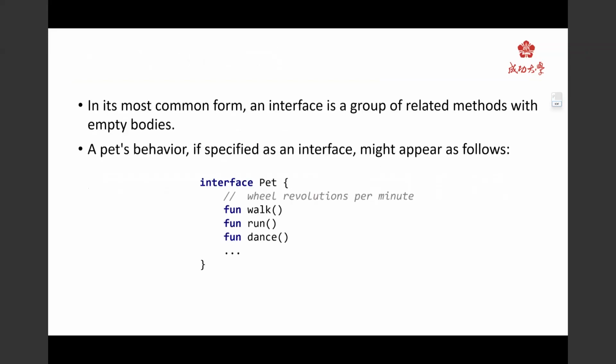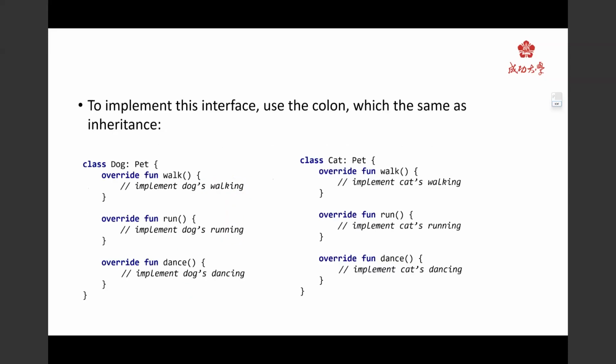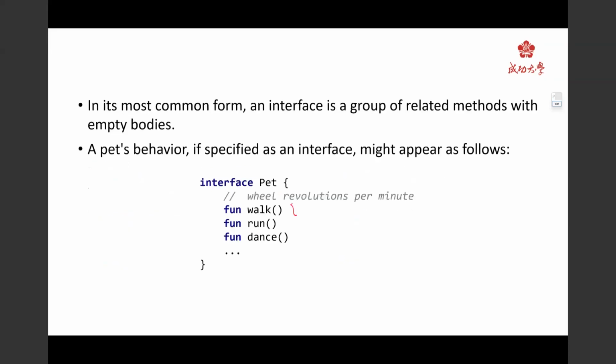So in the most common form, an interface is simply a group of related methods with empty bodies. For example, we can define an interface to specify the behavior of pets. We can have the walk function, the run function, and the dance function inside the pet interface. This is how we define an interface in Kotlin. And you also notice that there's no implementation for these functions inside this interface.